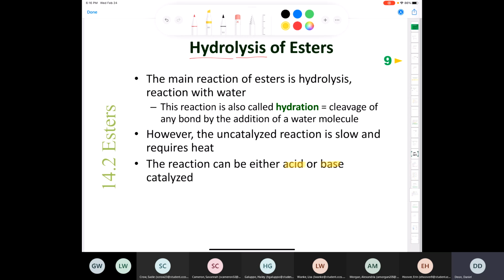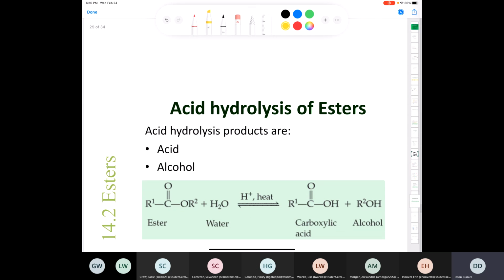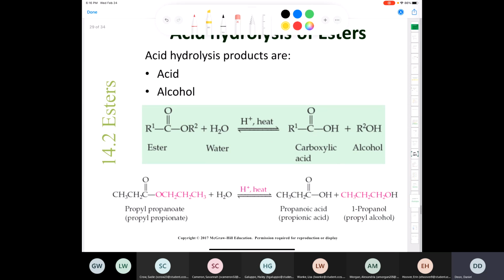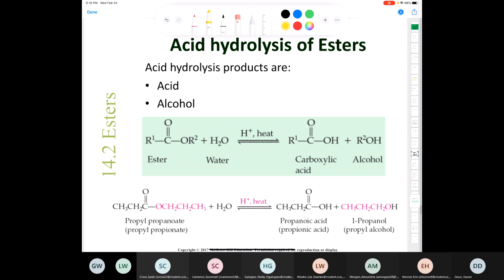It says here, you can do the reaction uncatalyzed, but it's very slow. So the best way to do that is to use heat. Now, before we have our break, we will take a break in a little bit, but I have a few more things I want to share with you. I need you to pay close attention here to something.